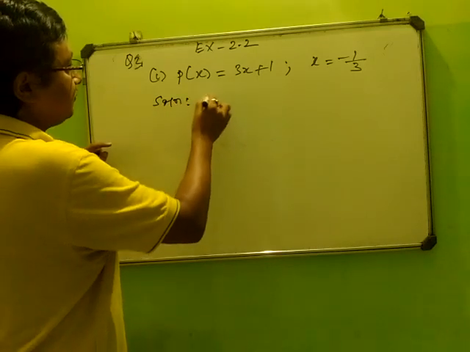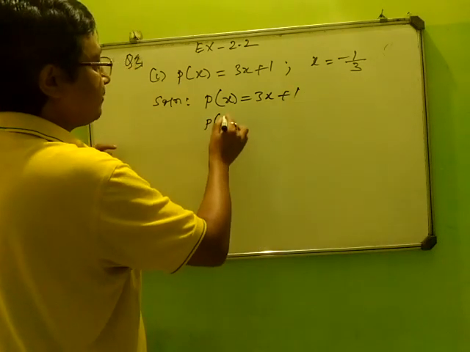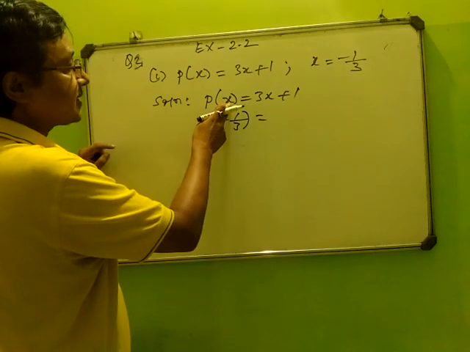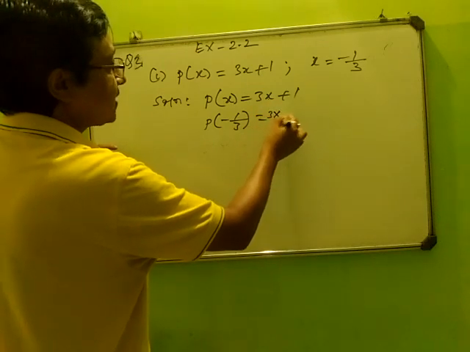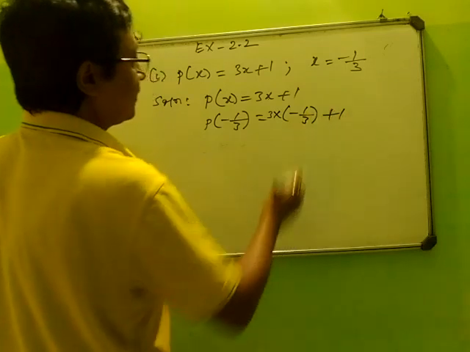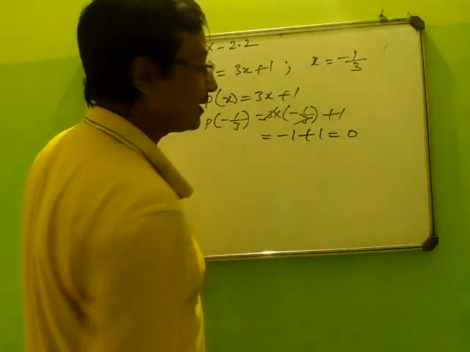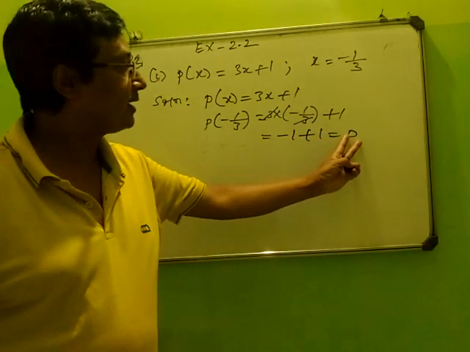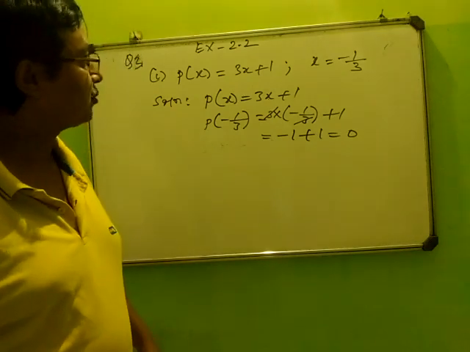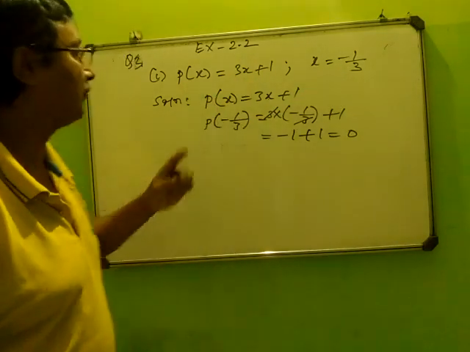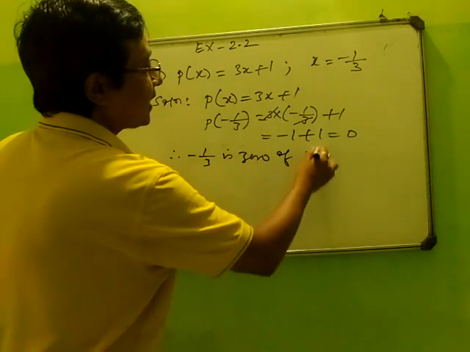Solution: p of x equals 3x plus 1. How much is x? x is given as minus 1 by 3. So in place of x you put minus 1 by 3. So it will be 3 times minus 1 by 3, plus 1. Cancelling 3 and 3, you get minus 1 plus 1, and you got the result 0. That means, as the result is 0 by putting the value of x in the polynomial, this is the zero of the polynomial p of x. Therefore, minus 1 by 3 is the zero of p of x.